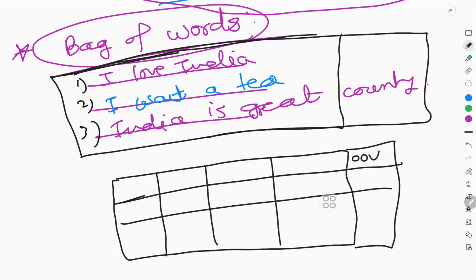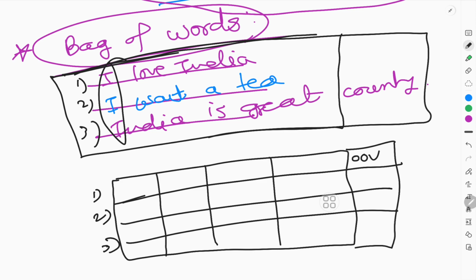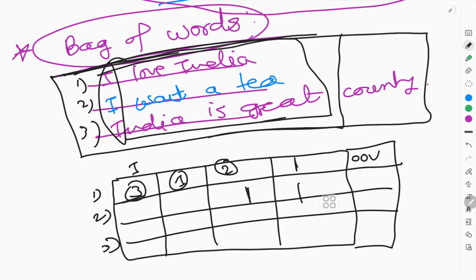So what happens here now, for the first sentence, second sentence, third sentence, it counts how many times each word is repeated in all three sentences. The word I is repeated 3 times, so the count for I is 3. Then how many times is love repeated? 1 time. Then India, how many times? 2 times. Then T, how many times is T repeated? Only 1 time. Great is repeated 1 time, and country is also 1 time. But what are out of vocabulary words? It takes only words up to a specific length, only up to 3 in length, and words which do not come in the majority of the sentences become out of vocabulary words.